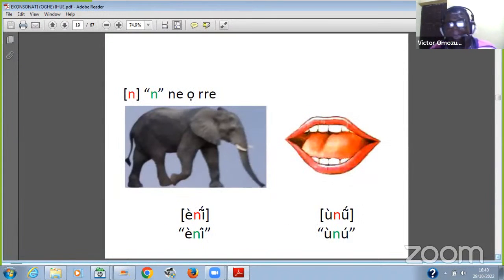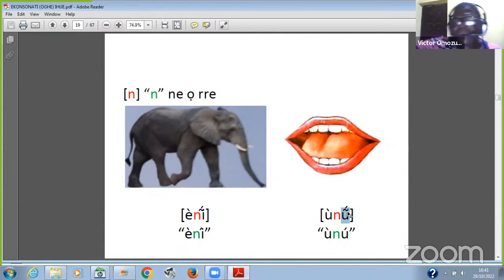Then the next nasal consonant is the Ni. And the second one, a consonant, is a single letter of the alphabet. So a Ni, Unu. So you can see in each case automatically, you have a nasalized vowel after a nasal consonant. It's a basic rule in Edo.